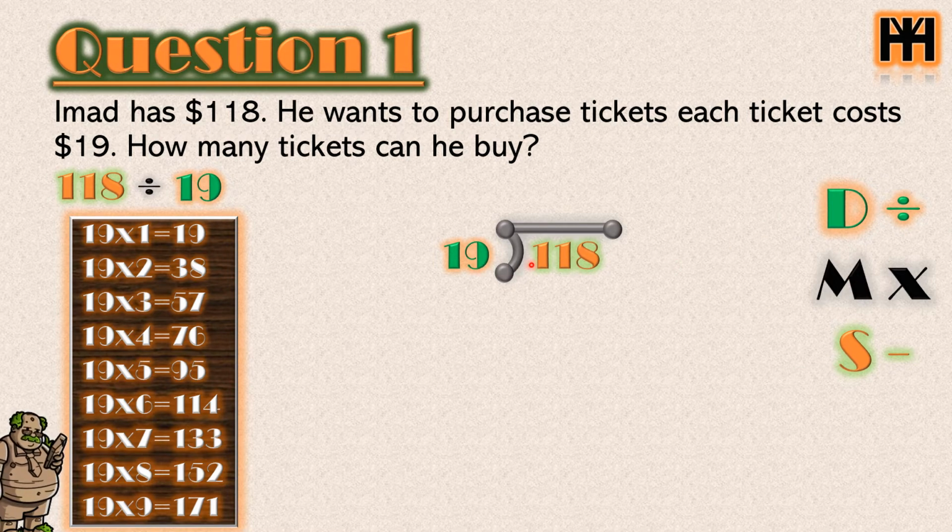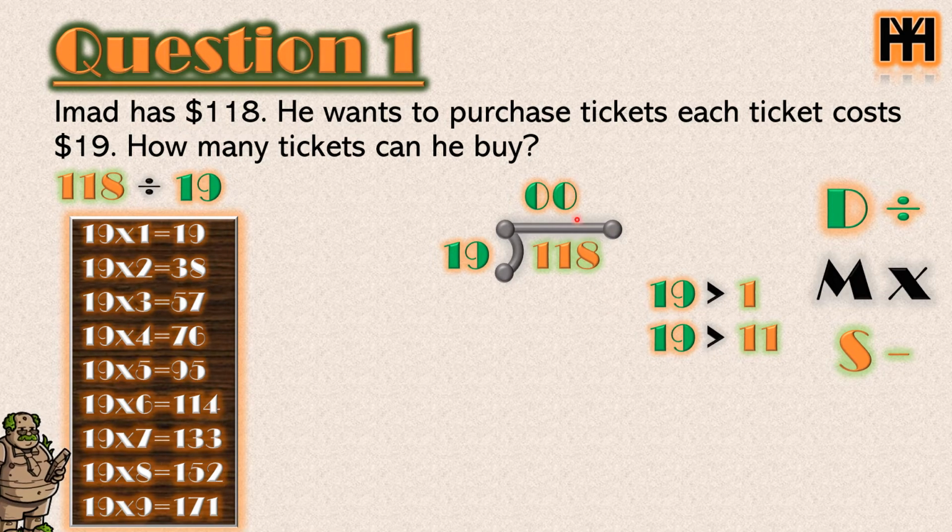So we'll divide 1 by 19, can't be, because 19 is greater than 1. So we'll put 0 here. Then 11 divided by 19, can't be, 19 is also greater than 11. So we'll put another 0 here. Then it's 118 divided by 19, or how many 19s are in the 118?